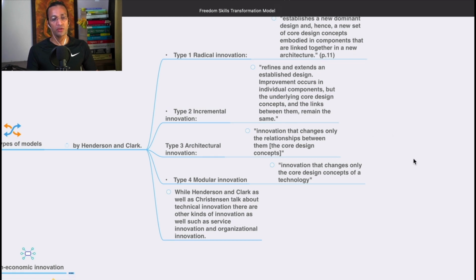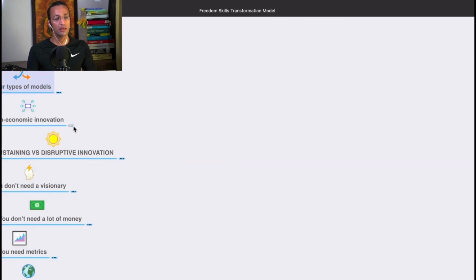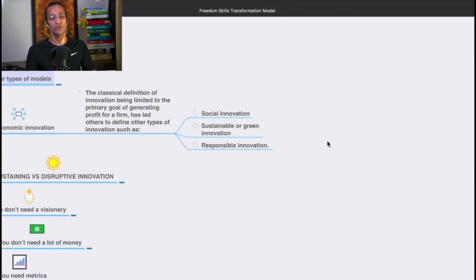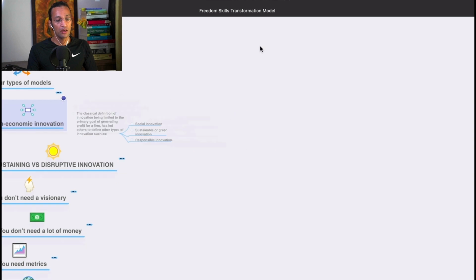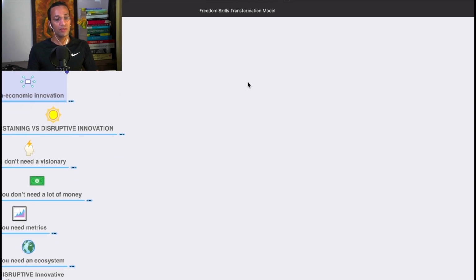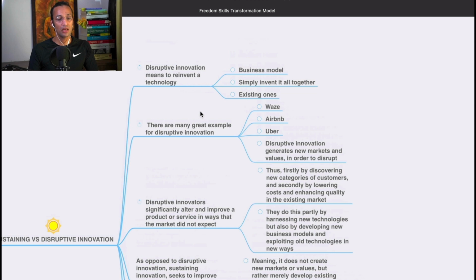Then there's modular innovation, which is changes only in the core, like when you change the microprocessor, the core technology. That is modular innovation. So these are the four models of innovation. And then there is non-economical innovation, which is social innovation, sustainable or green innovation, responsible innovation. These are non-economical innovations.